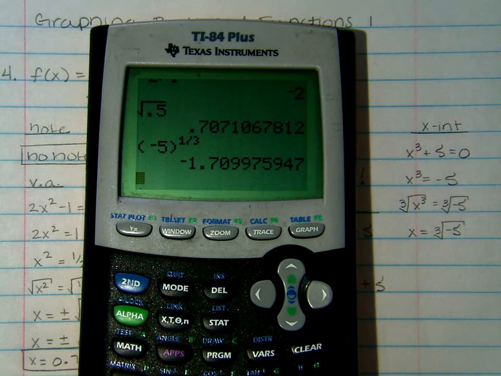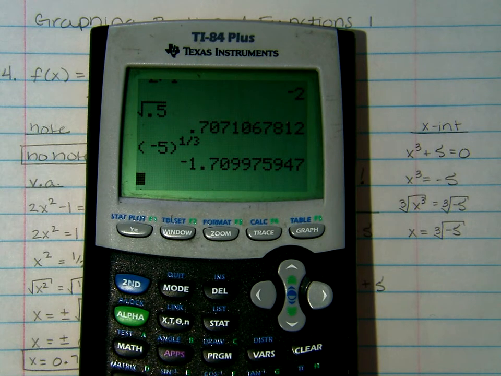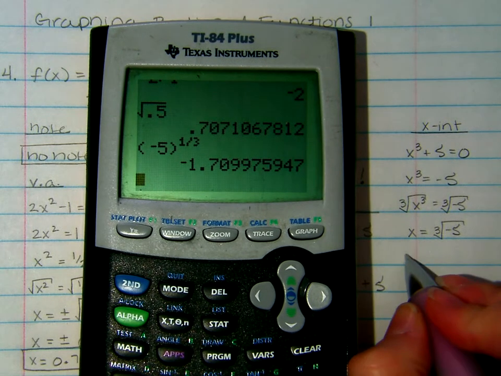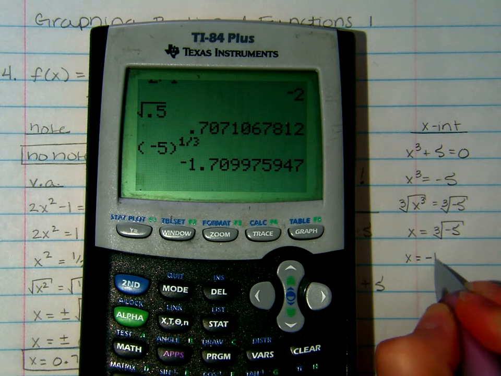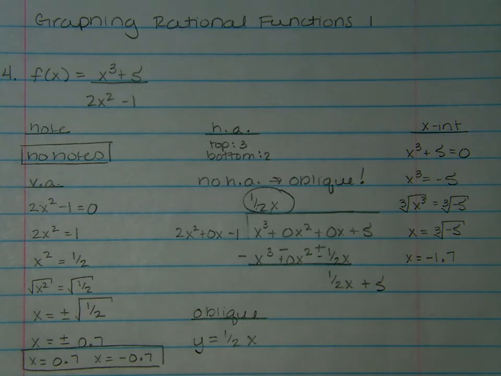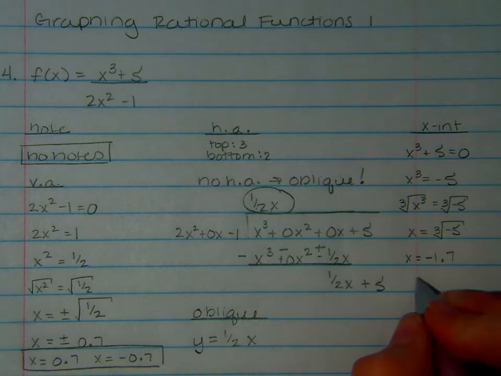And that's negative 1.709975. Again, because we're graphing this, we're just going to use one decimal extension. So x is negative 1.7. Now remember, that's an x-intercept, so it's a coordinate. So my x-intercept is negative 1.7, 0.